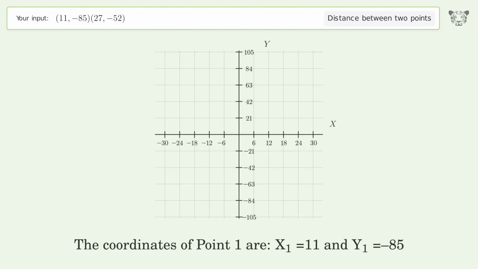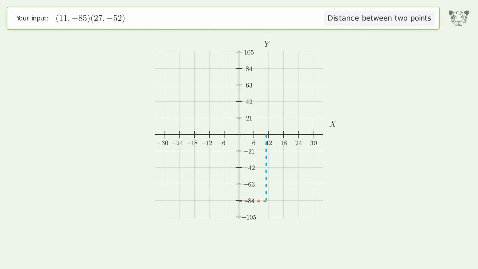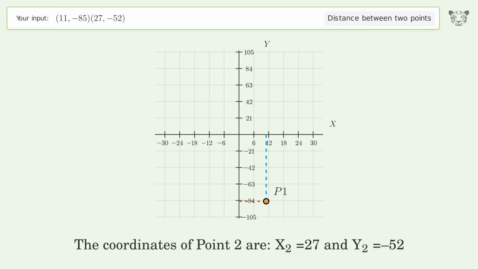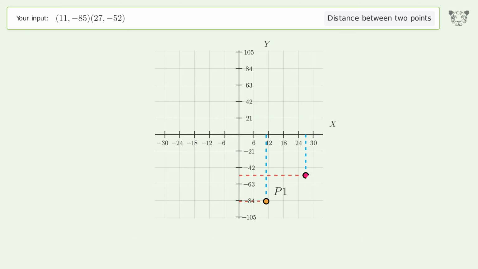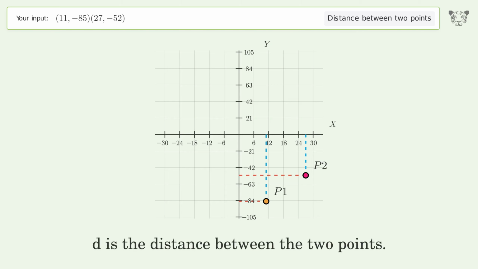The coordinates of point 1 are, x1 equals 11 and y1 equals negative 85. The coordinates of point 2 are, x2 equals 27 and y2 equals negative 52. D is the distance between the 2 points.